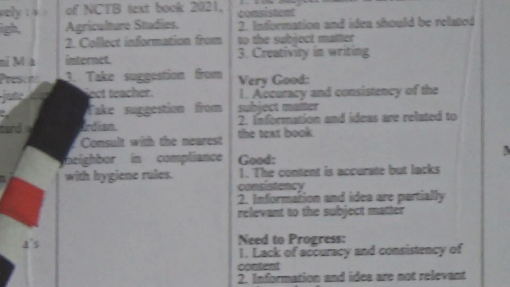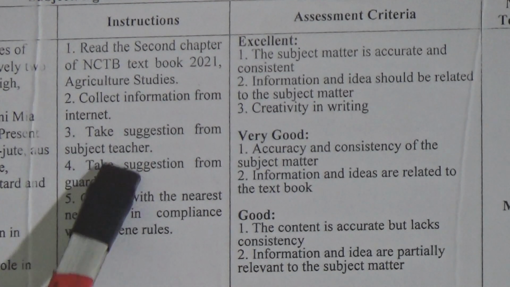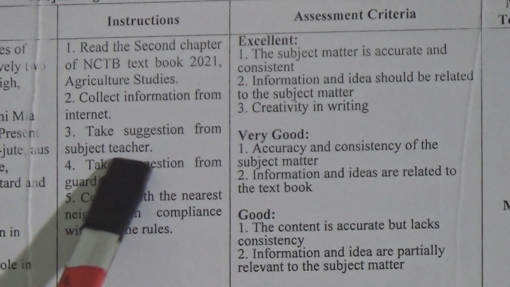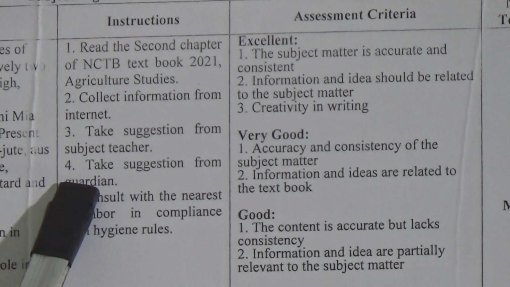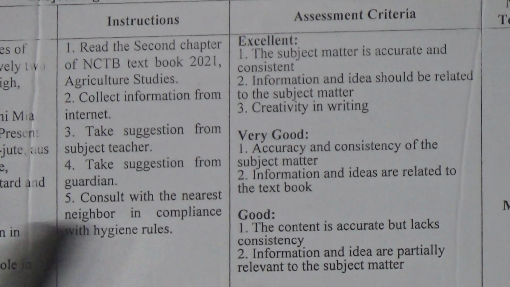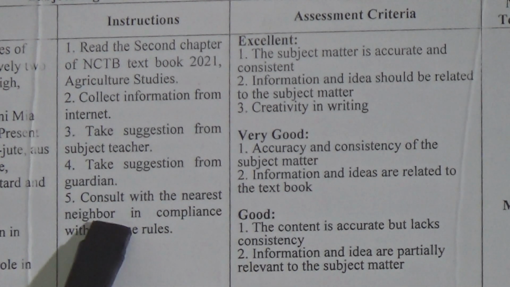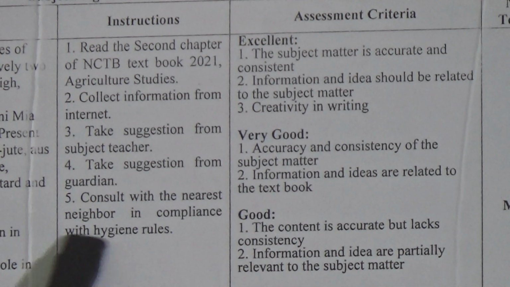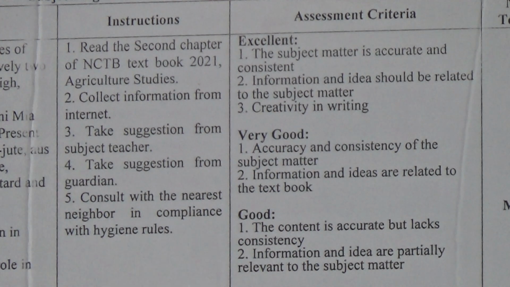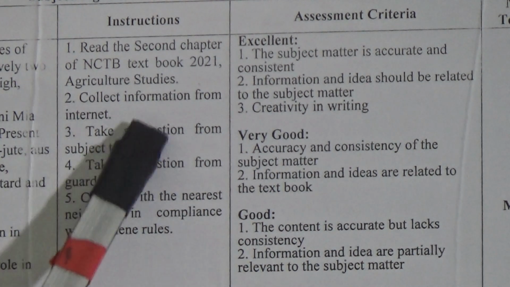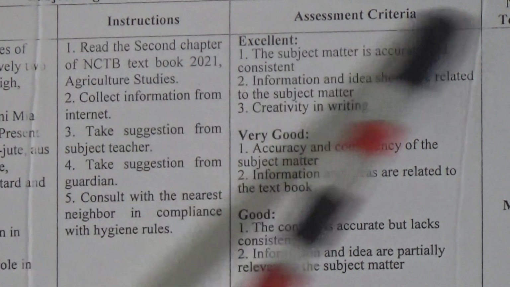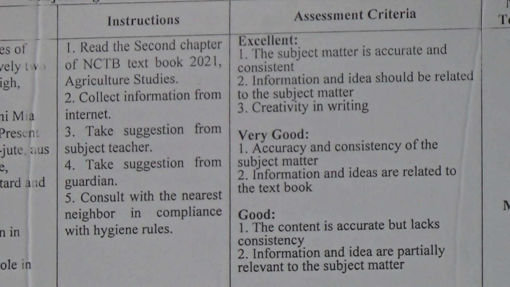And in the instructions: read the second chapter of the NCTB textbook 2021 Agriculture Studies. Number 2, collect information from the internet. Number 3, take suggestions from the subject teacher. Number 4, take suggestions from your guardian. Number 5, consult with the nearest neighbor in compliance with hygiene rules. This is all about assignment 3. Now let's see how to solve it.